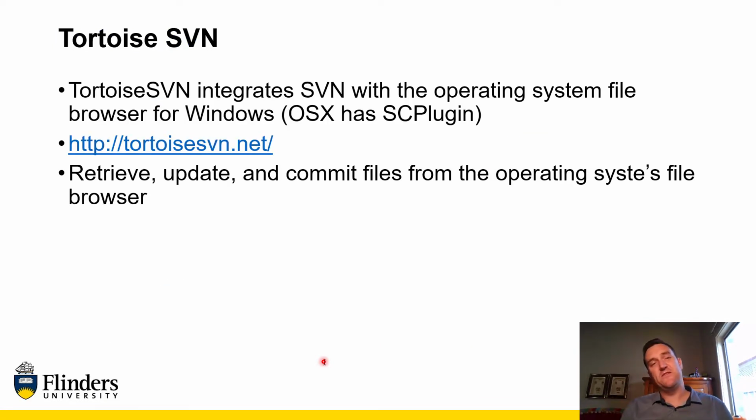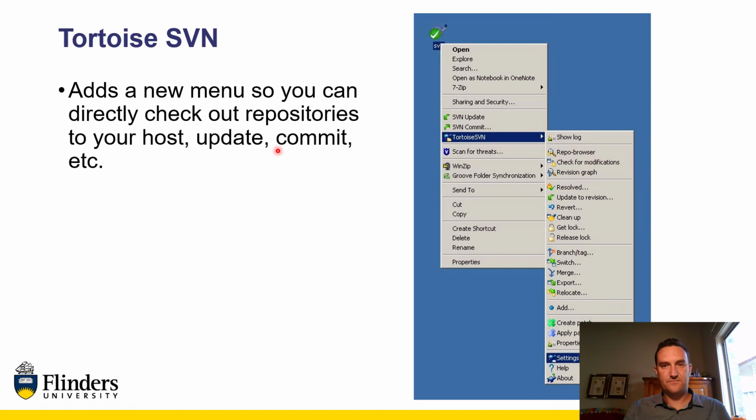There's also Tortoise SVN, so we've seen a bit of that as well. That integrates into the file system, and it allows us to use Windows File Explorer to be able to manipulate it. There's other file browser based ones for other operating systems. Mac has an SCP plugin, but Tortoise SVN is pretty good if you're on a Windows machine. So we can right click and we can do all the wonderful things. We've got update and commit here, and then there's a number of other things that we can do with our version control systems.